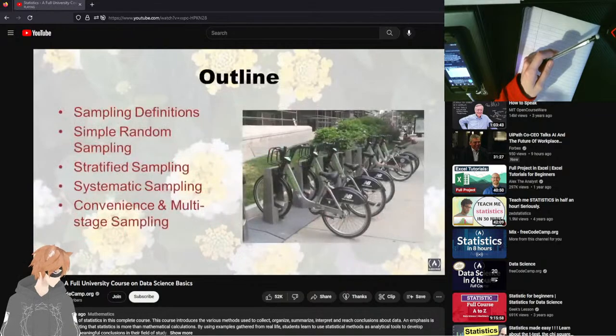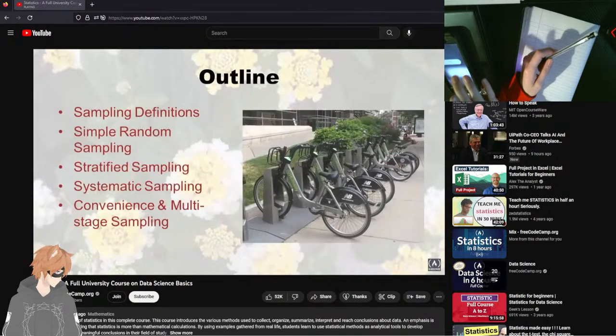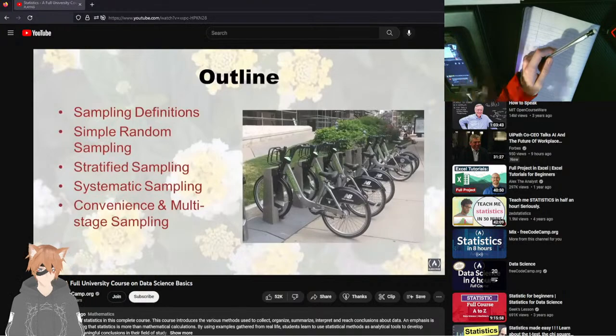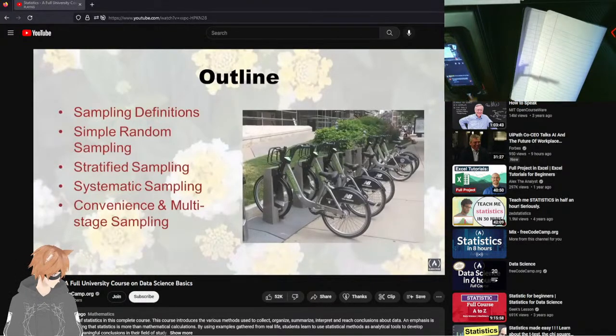So let's jump right into it here. We're going to go over in this lecture sampling definitions, and then those different types of sampling I mentioned in the learning objectives: simple random sampling, stratified sampling, systematic sampling, and then convenience and multi-stage sampling.